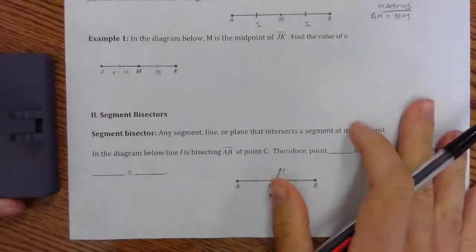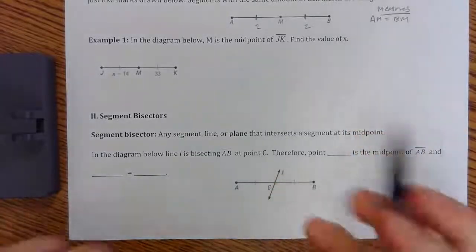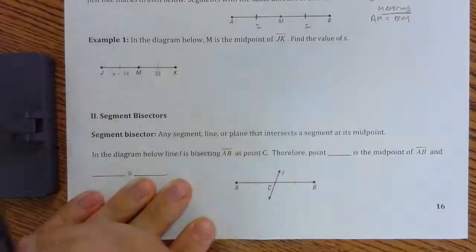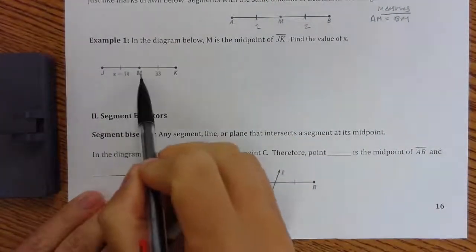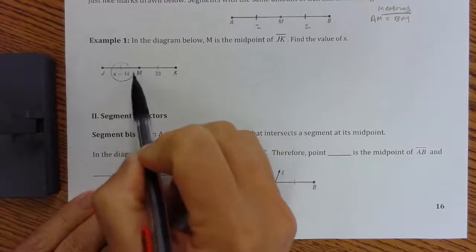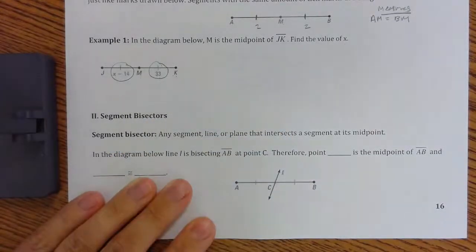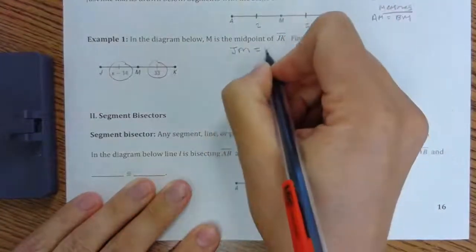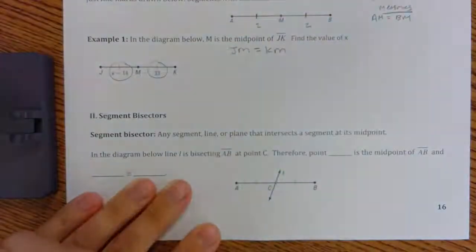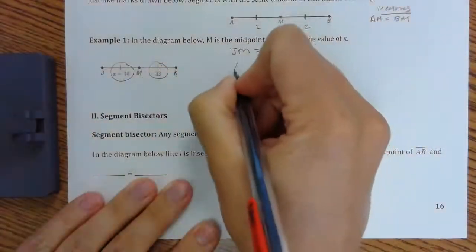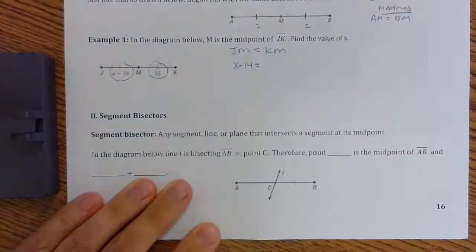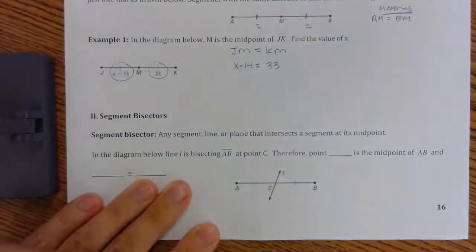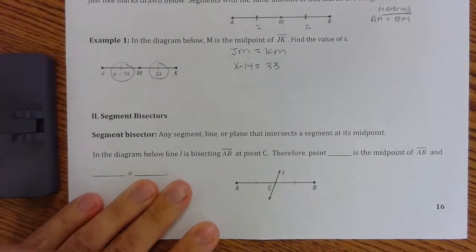Let's do an example of midpoint so you can kind of see it in action here. So in this diagram, M is the midpoint of JK. Find the value of X. So if M is the midpoint of these two, that means this section is equal to this section. So I can say JM equals KM. Well, let's go ahead and plug in what they actually are. JM is X minus 14. KM is 33. Now we have an equation that we can solve, and we can get X.